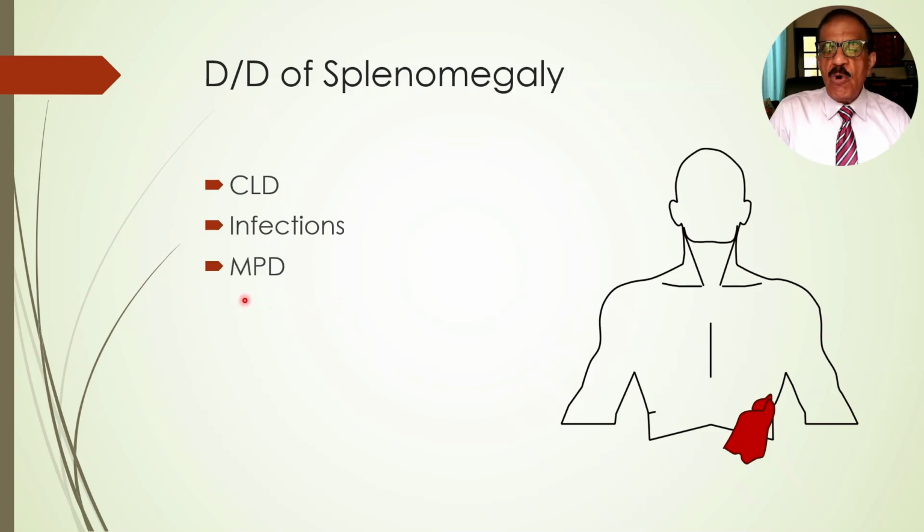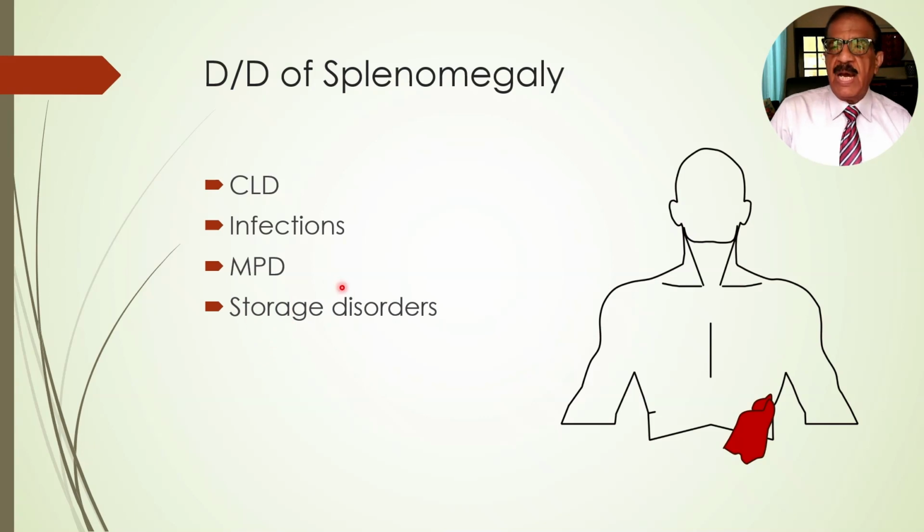Then myeloproliferative disorders. This includes 2 or 3 conditions. It includes chronic myeloid leukemia, it includes myelofibrosis, it also includes essential thrombocytosis. In all these conditions, the spleen may be massively enlarged. And storage disorders, which typically are seen in children, there may be splenomegaly also.